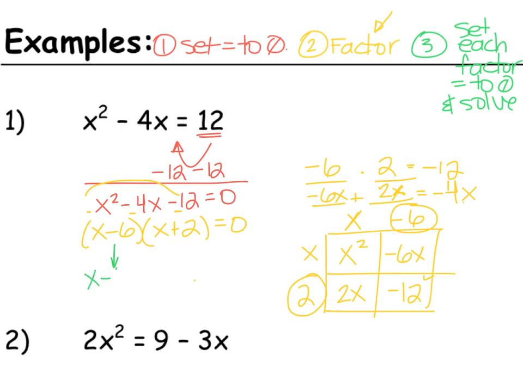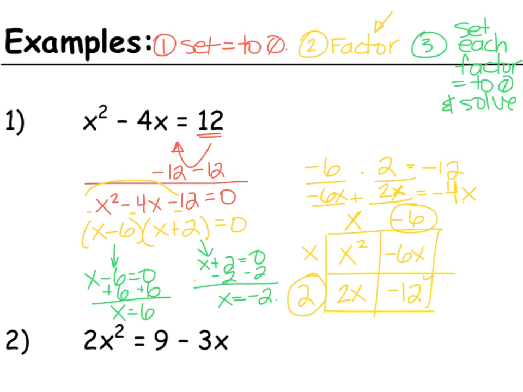So if x minus 6 equals 0, then x must equal 6. And if x plus 2 equals 0, subtracting 2 from both sides gives me x equals negative 2. And then if I want, I can go back and plug those in and make sure that they make my equation true.